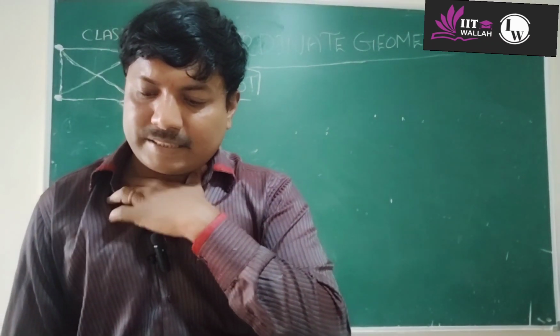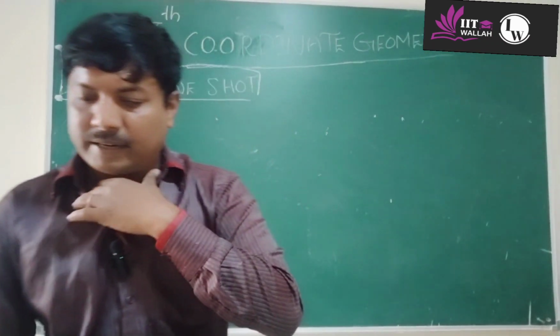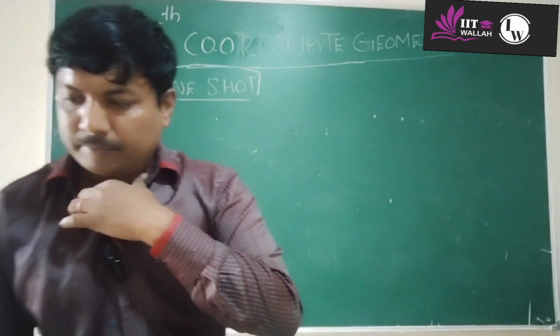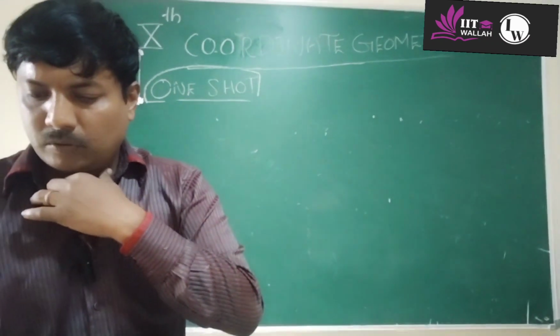Now we will move on to the next question. If a is equal to 6, 1, b is equal to 8, 2, c is equal to 9, 4 and d is equal to p, q, is a parallelogram, find p.